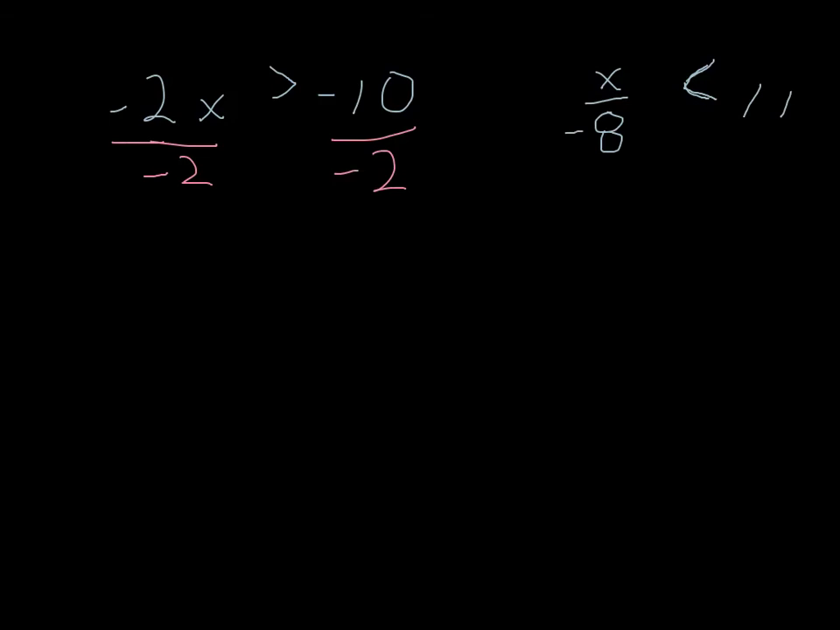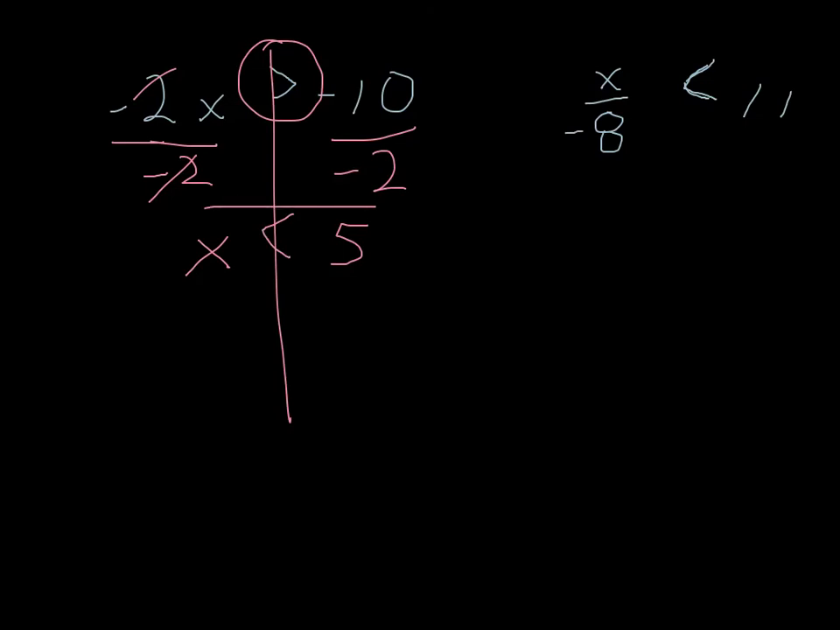So I'm going to go ahead and do this math here. Negative 2 divided by negative 2 is x, because the 2's cancel, right? And negative 10 divided by negative 2 is a negative divided by a negative, which is a positive 5. Now our rule was if we divide or multiply by a negative number, then the sign has to change. So instead of this sign being greater than, we're going to turn it around. You can see how the arrow is pointed in the other direction. And now our final solution is x is less than 5.